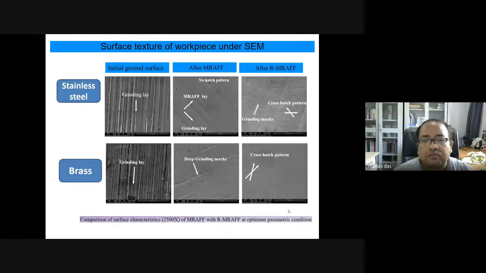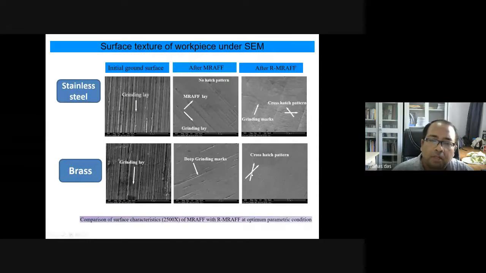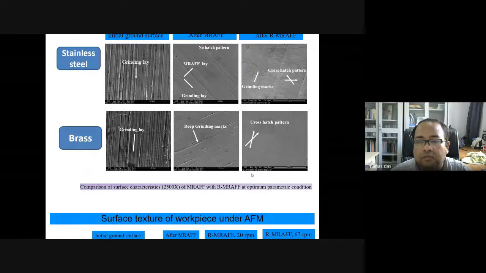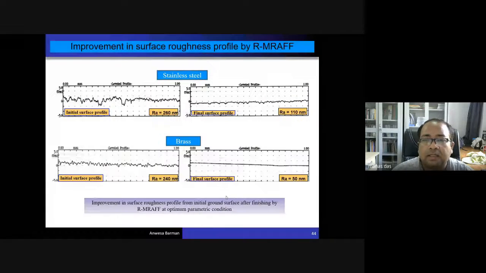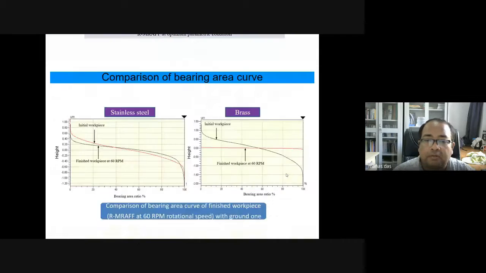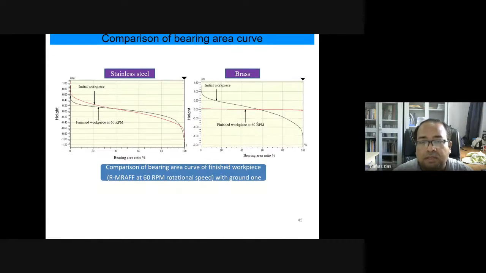Some flat workpieces we have polished. You can see the final polished surface here on the brass workpiece. This kind of process pattern is generated because we are giving reciprocating motion as well as rotating motion. This is the FM picture, and these are the flat workpieces. You can see highly reflecting surfaces. Surface profile before finishing and after finishing: you can see we have achieved up to 50 nanometer here. This is the bearing area curve, the initial curve and the final curve. The bearing area curve, where friction is involved, is very important.